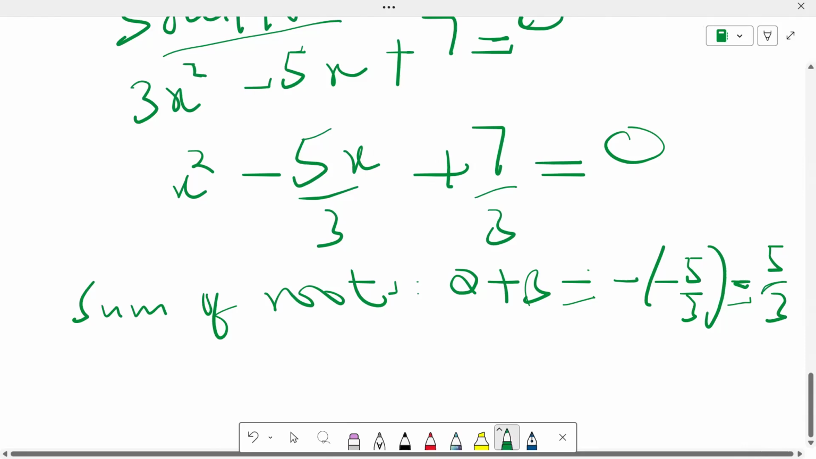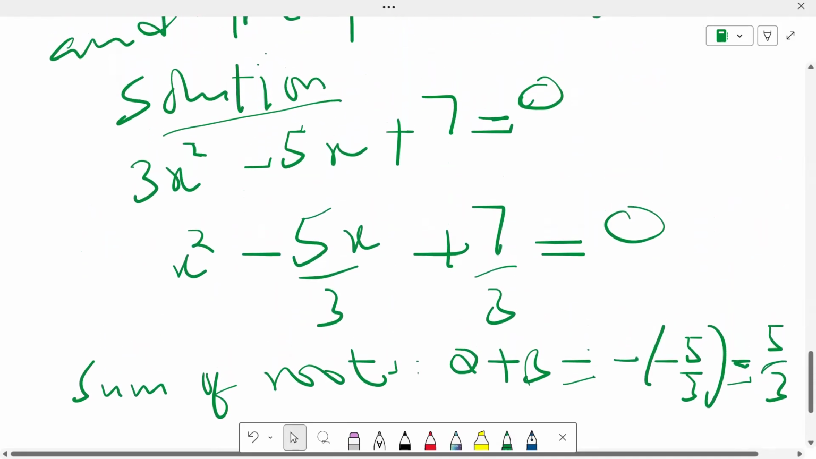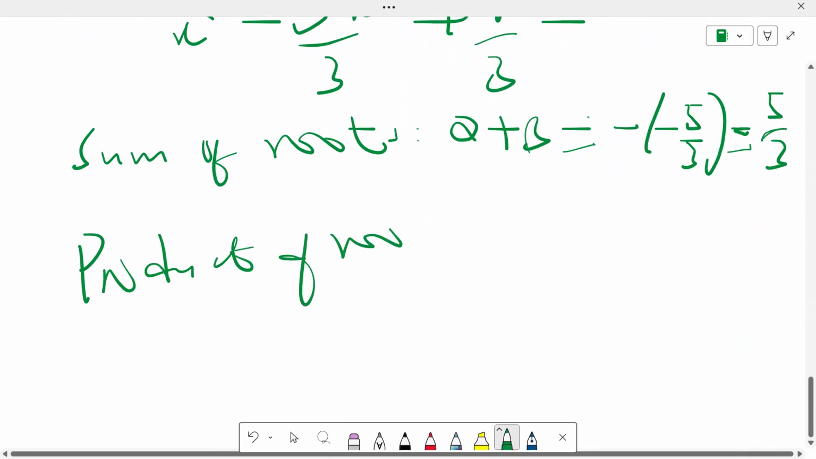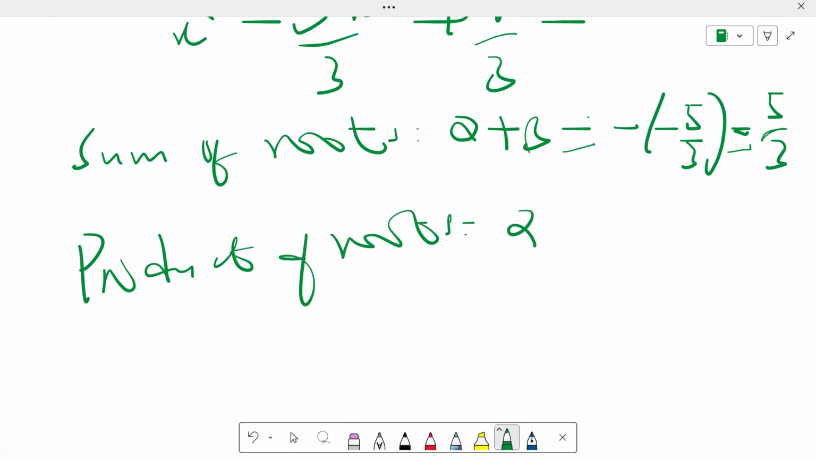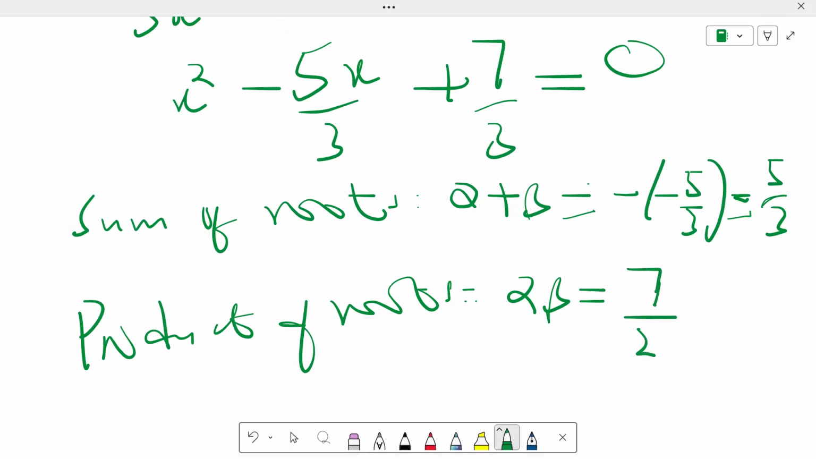Okay, so now we move on to the product of roots. So let's look at the product of roots. The product of roots will be alpha beta, and straight away we look at the expression. So that will be our 7 on 3. Good. So that does it for this one.